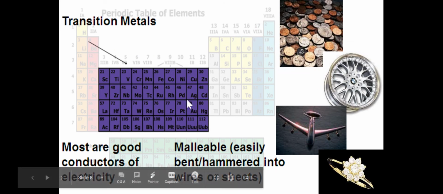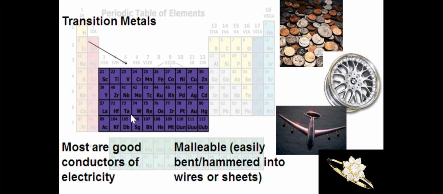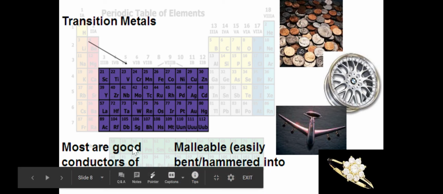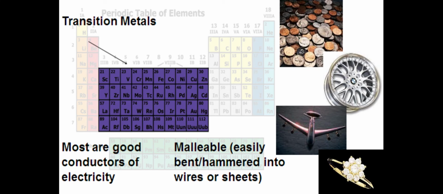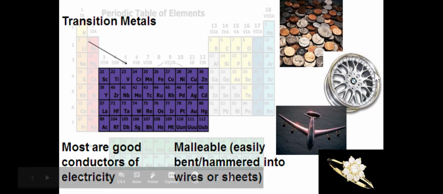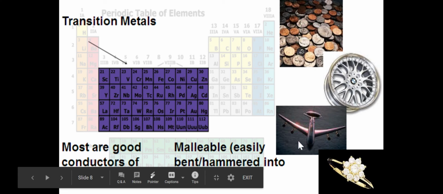Now let's look at the middle region. They are transition metals, most of them like copper. Here's copper, zinc, and nickel. Zinc is what we make pennies from, covered with copper, and nickel is what we make nickels from. Here's silver, here's gold. Most of them are very good conductors, and they are malleable, meaning we can make them into wires and different shapes. They are used for car wheels, airplanes, and jewelry. Lots of uses.